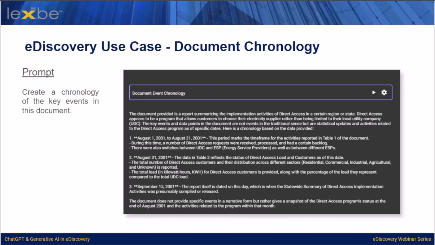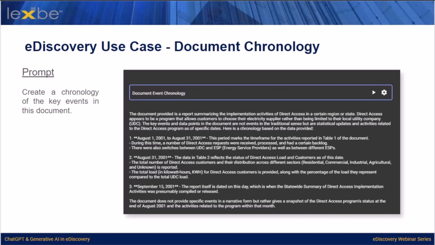And it actually mentions here, so we inputted our prompt, create a chronology of the key events in this document. And so it lets us know what this document is, but it also mentions that the key events and data points in the document are not events in the traditional sense, but are statistical updates and activities related to the direct access program as of specific dates. So again, these aren't dates in the traditional sense. It goes through and it timelines what are essentially these statistical updates and activities.